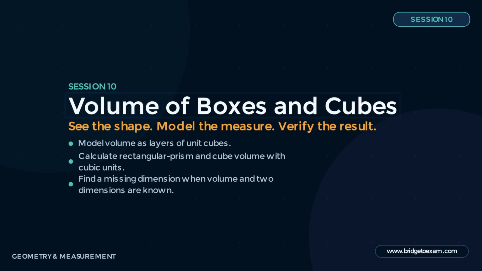Welcome to session 10, volume of boxes and cubes. We will build the idea visually, solve a complete example, and finish with a short independent check. By the end, you will be able to model volume as layers of unit cubes, calculate rectangular prism and cube volume with cubic units, and find a missing dimension when volume and two dimensions are known. Keep the diagram, the calculation, and the unit connected at every step.